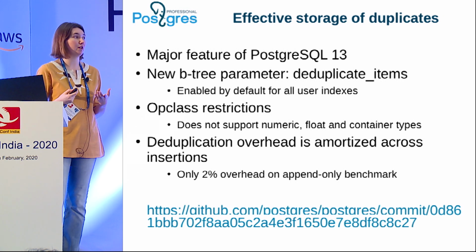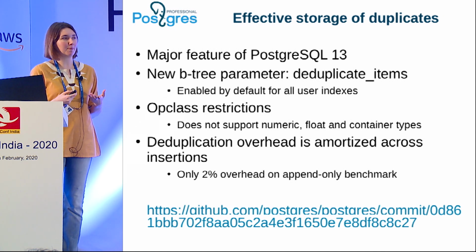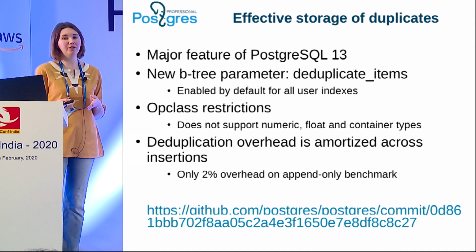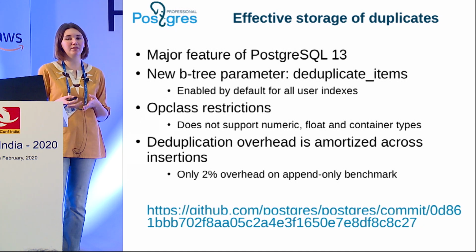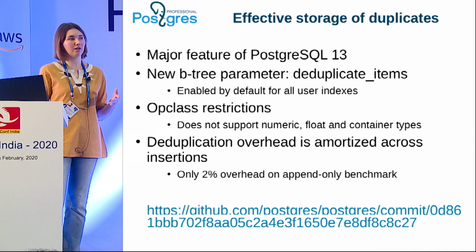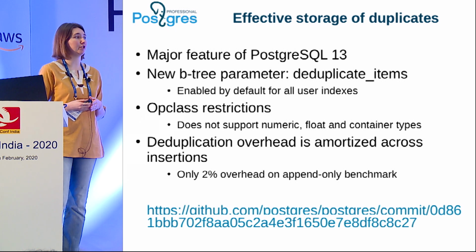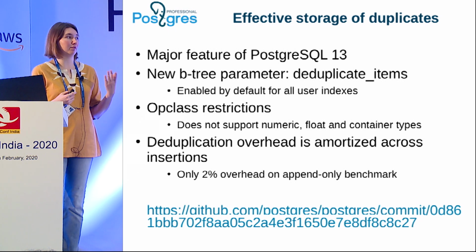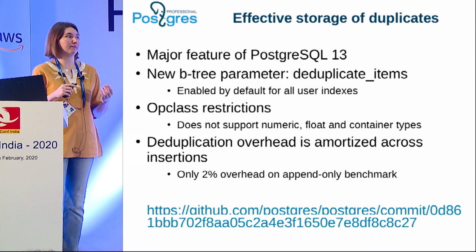How is it visible to the user? It introduces a new B-tree parameter, deduplicate_items, which can be set for every particular index. By default, it's enabled for all user indexes. It's disabled for system indexes for now, and we want to decide during beta testing whether we need some more options, let's say a cluster-wide option to enable or disable the deduplication. But as we decided in a previous discussion, we can go for this default for now because the overhead is quite small.